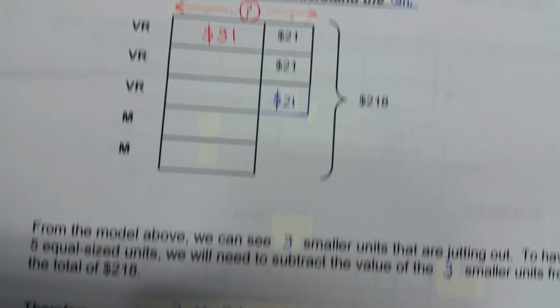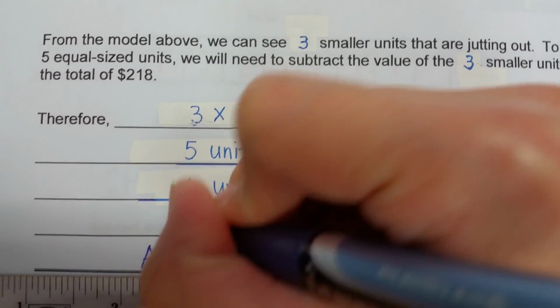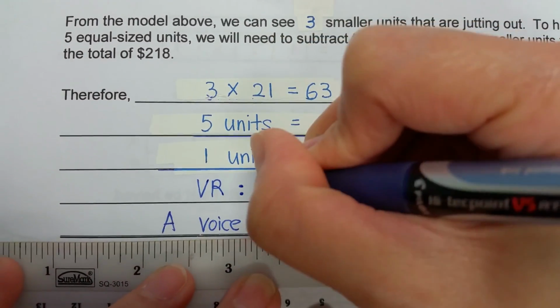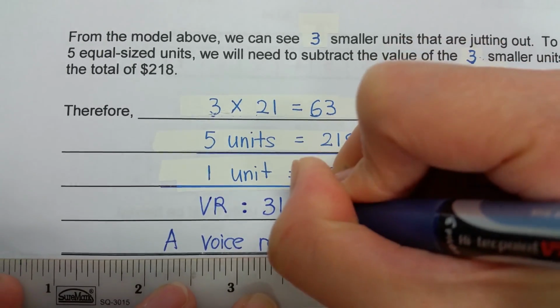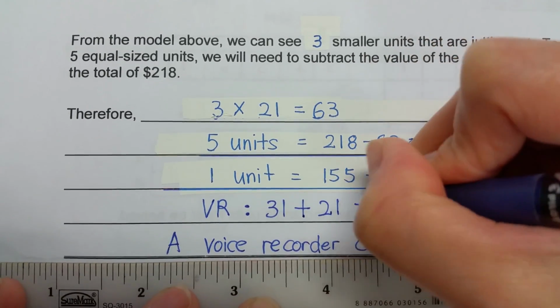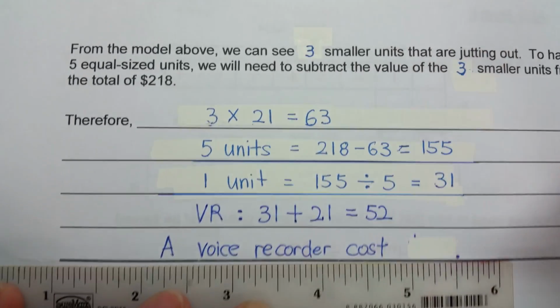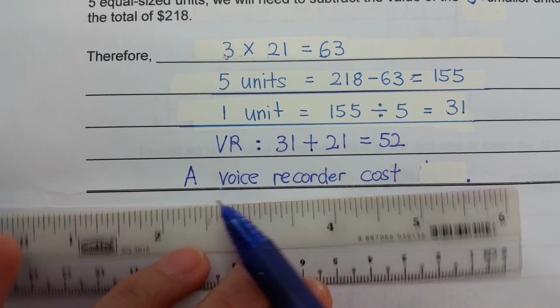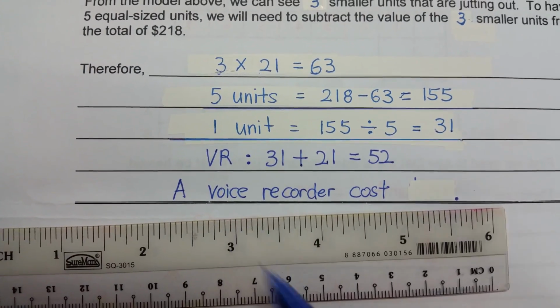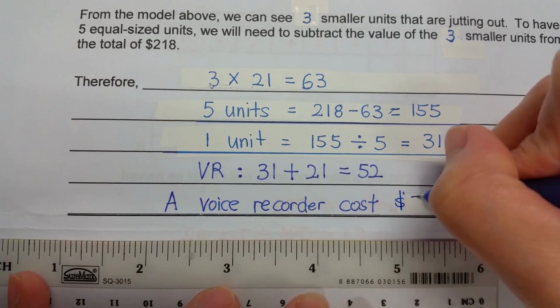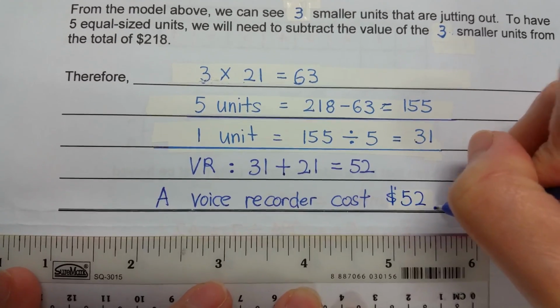And your final step will be to solve for the voice recorder. You will use 31, add 21, and that arrives at 52. So your final word sentence will read as, a voice recorder cost $52. Do not forget to indicate the $ sign.